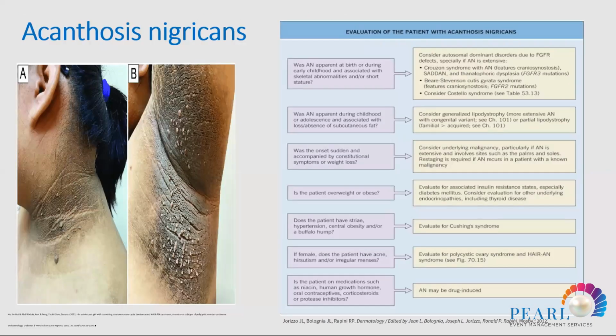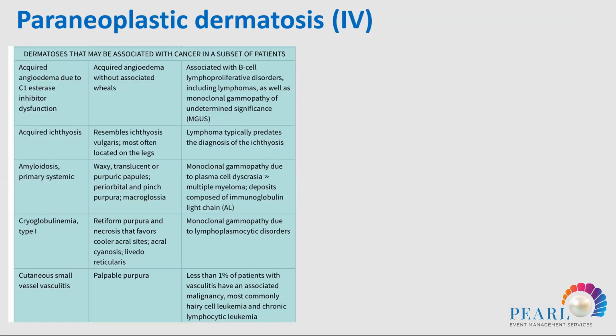How should we evaluate patients with acanthosis nigricans? So it all depends upon the history. If the patient is complaining of a sudden onset of acanthosis nigricans with weight loss, yes, think about malignancy. If the patient is overweight or obese, which is what we commonly see, that could be due either to diabetes mellitus or even to thyroid disorder. And if the patient has Cushingoid striae, hypertension, and a buffalo hump, we need to think about Cushing syndrome. And not to forget, sometimes acanthosis nigricans could be caused by medications such as steroids and even protease inhibitors.